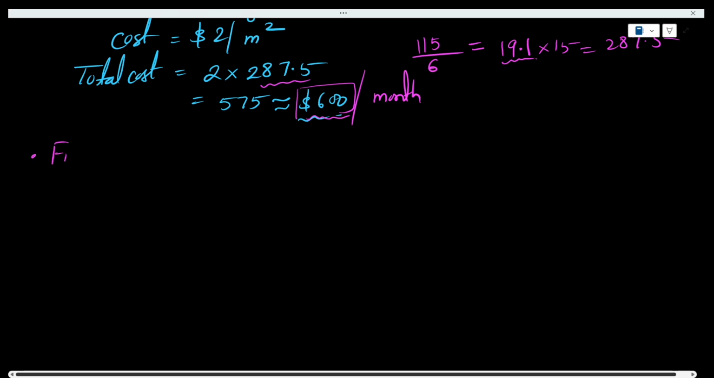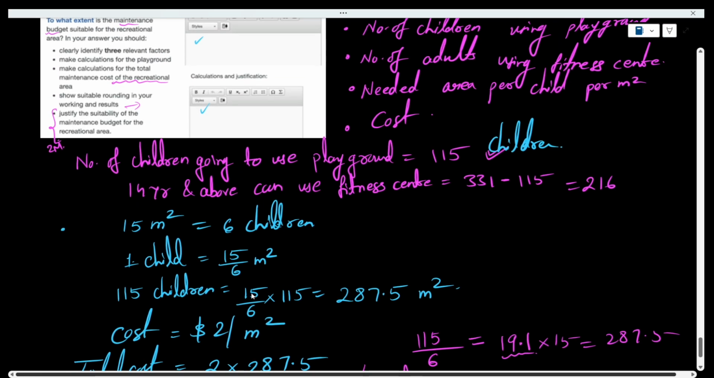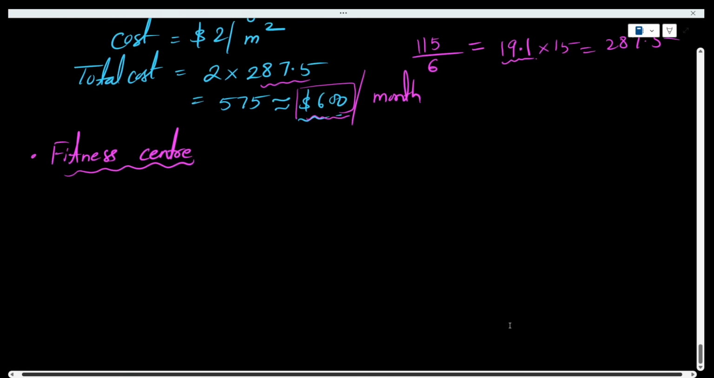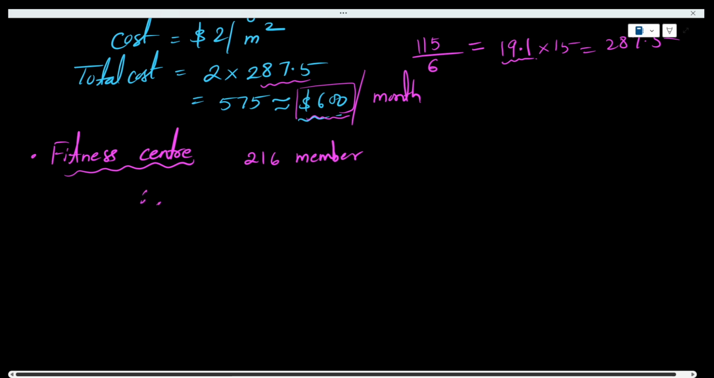So for the fitness center, how many people can use the fitness center? 216 members. Now look at your graph, 216 members. It is going to be $1,200 per month, right? This is here, how many members are there? 216 members. So therefore it is going to be $1,200 per month, right?